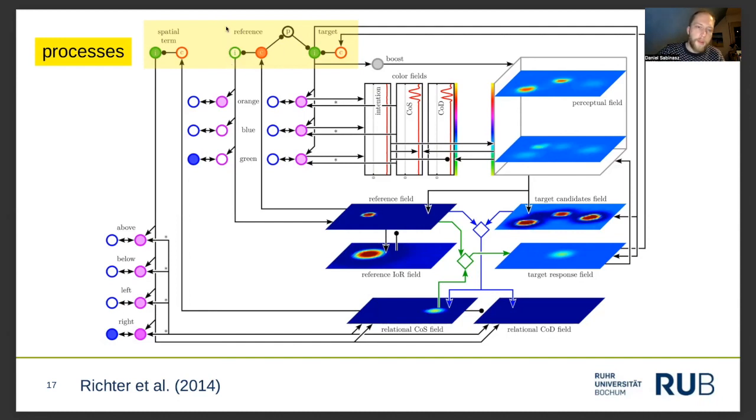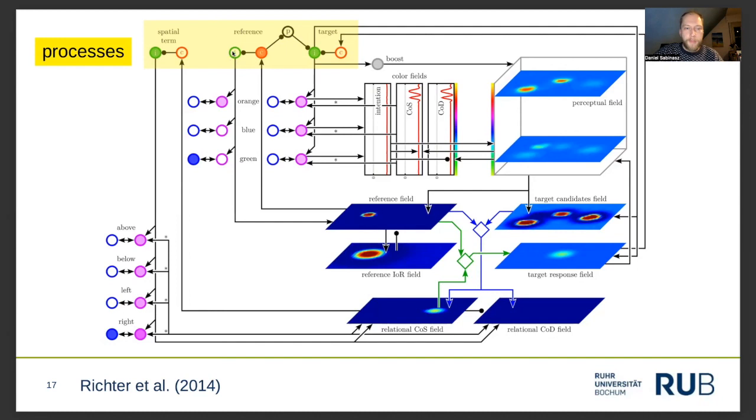So let's look at the reference process. The purpose of the reference process, like I said, is to trigger the search for the reference object and store it in the reference field, right? So here we again have a reference field, like in the Lipinski model, that's supposed to hold the spatial location of the reference object.